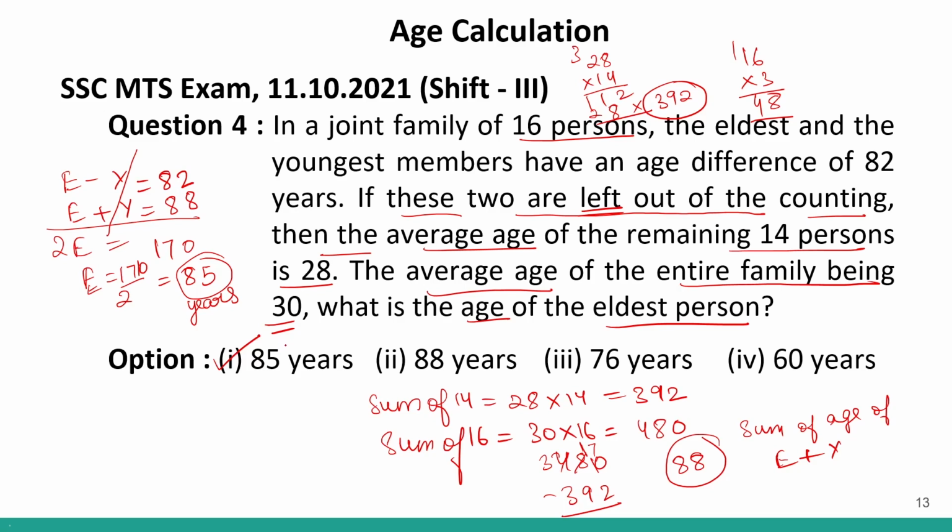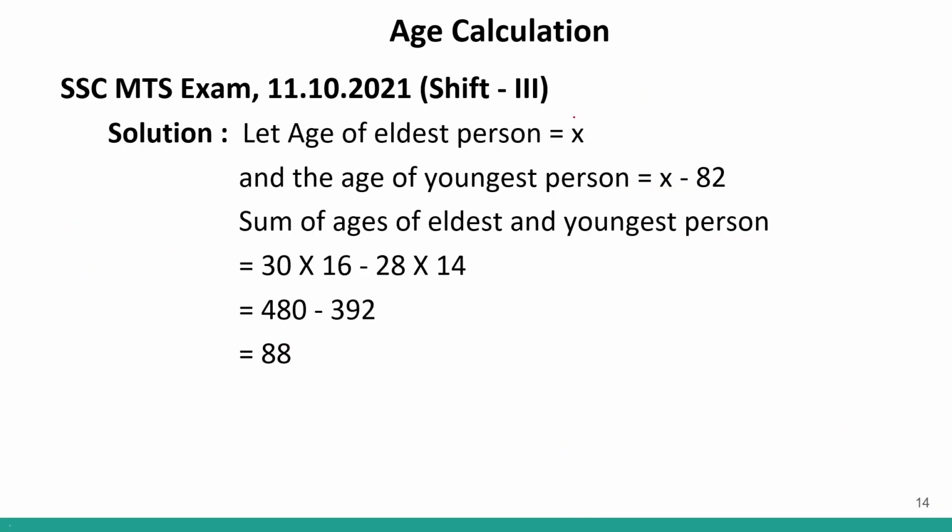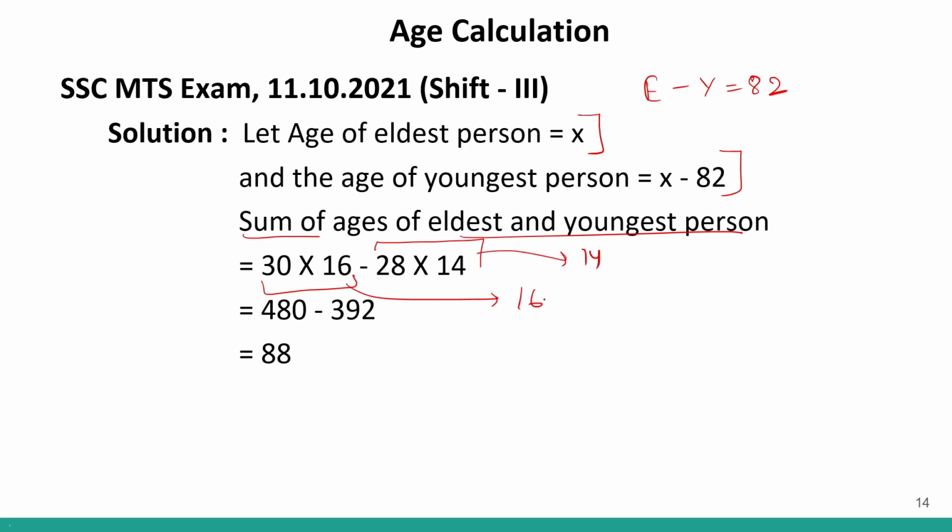Clear how we did? Let us look at the solution. So basically, we assumed that the age of the eldest person is x and the age of the youngest person is x minus 82, or I took E minus y was 82. This was given to us. Then based on the other information, we found the sum of the ages of the eldest and youngest person. So this was the age of 16 people and this was the age of 14 people. So 16 people minus 14 people, that means this was the age of 2 people. Which 2 people? The eldest plus youngest. Correct?